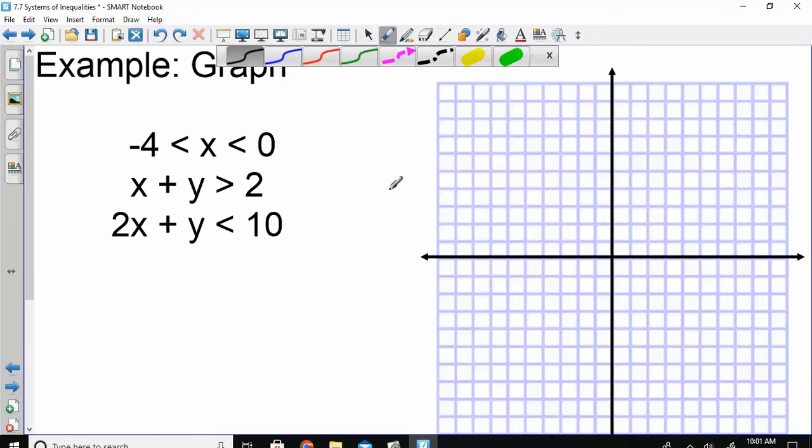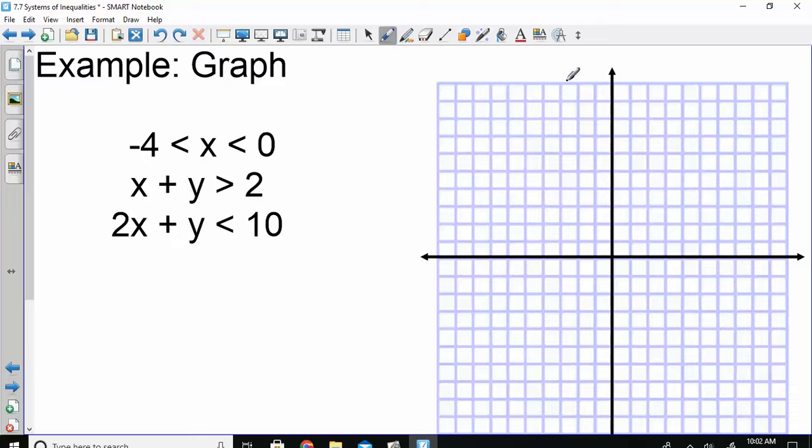Alright, so I'm going to give us 3 this time. And that first one is a doozy, isn't it? Negative 4 less than x less than 0. Turn around, Eli. Turn around.